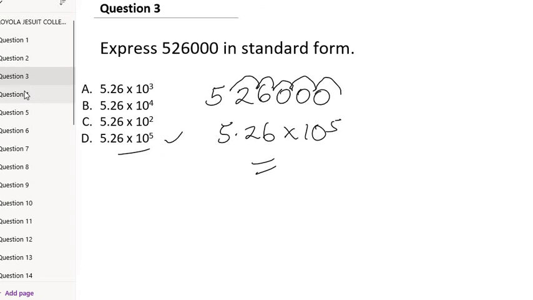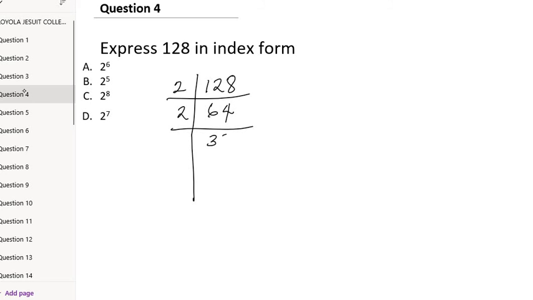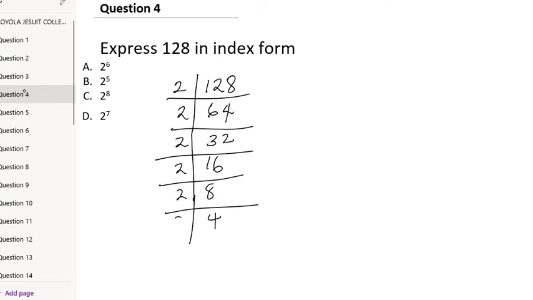Question 4. Express 128 in index form. So we solve as if we are solving for LCM, 128. Okay, so the smallest number that can go is 2. 128 divided by 2 is 64. 64 divided by 2, 32. 32 divided by 2, 16. 16 divided by 2 is 8. 8 divided by 2 is 4. 4 divided by 2 is 2. 2 divided by 2 is 1.